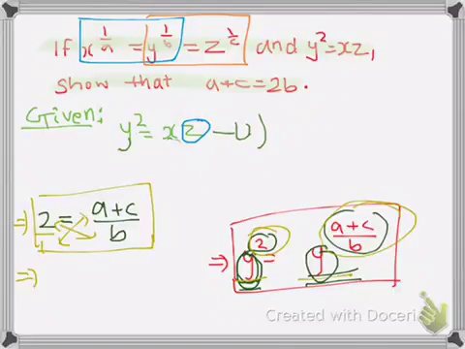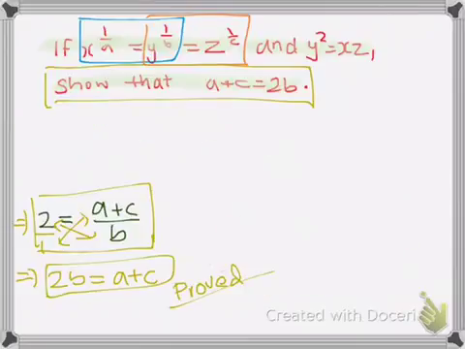And when we cross multiply this equation, we get 2b is equal to a plus c. And this is what we have to solve according to our question. A plus c equals 2b, and we've done the same, and we've completed the question.